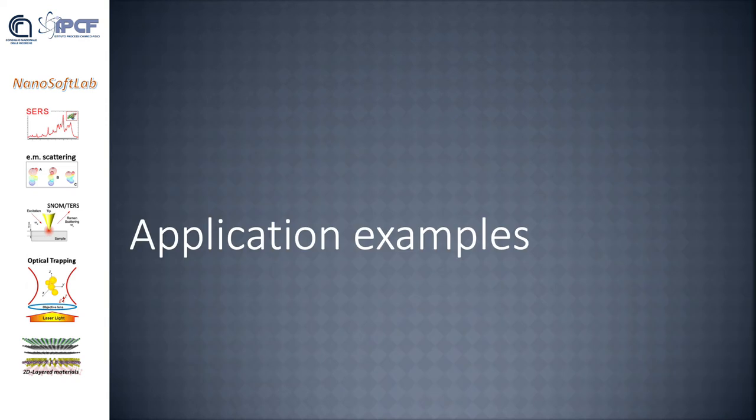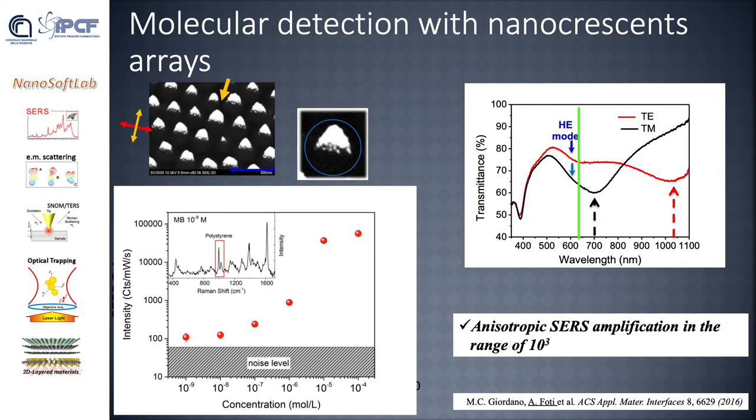Let us see now some application examples. SERS offers two specific advantages. One is the possibility to have a stronger Raman signal. The second is the possibility to tailor the limit of detection to values much smaller than in Raman. In this slide, we have covered these gold nanocrescents, that feature a strong plasmonic resonance in the visible near infrared, with methylene blue molecules. And we see that on one side, we have an amplification of the Raman scattering of a factor 10 to the third, thanks to SERS. And on the other side, we can see that we can detect methylene blue down to concentration of 1 nanomolar.